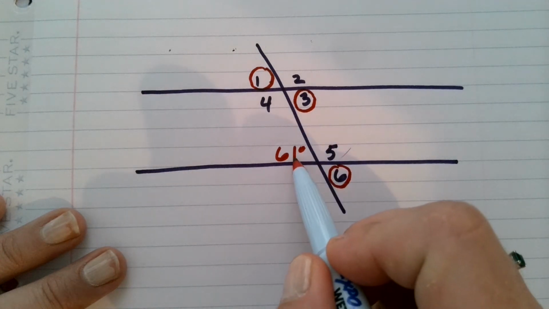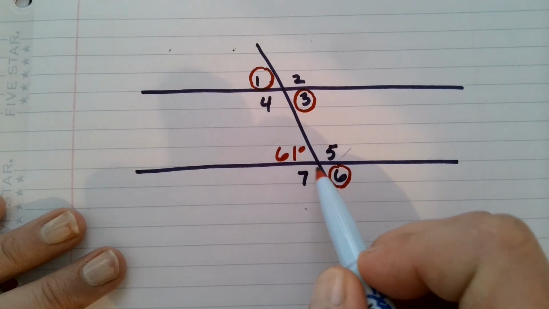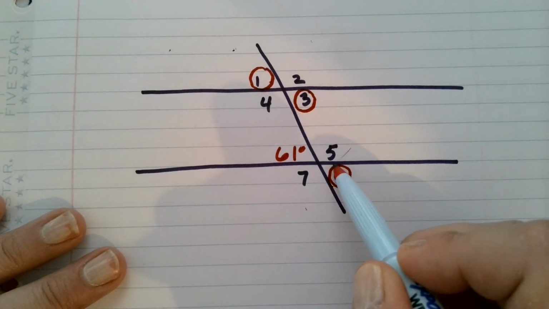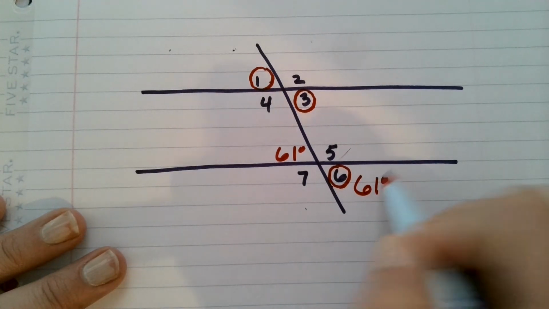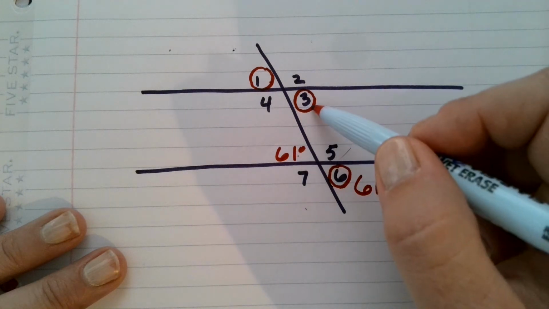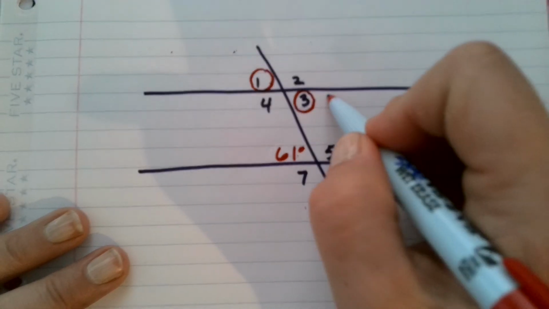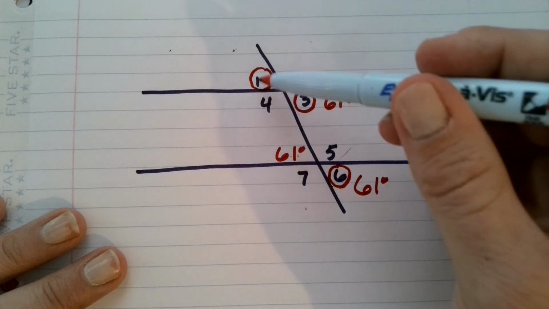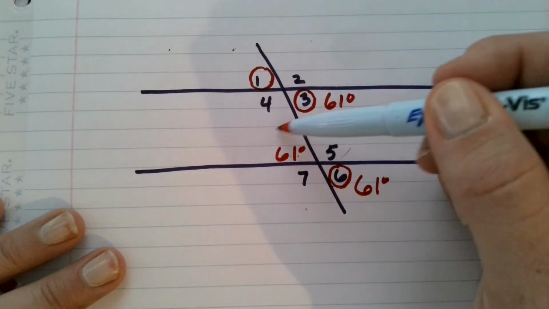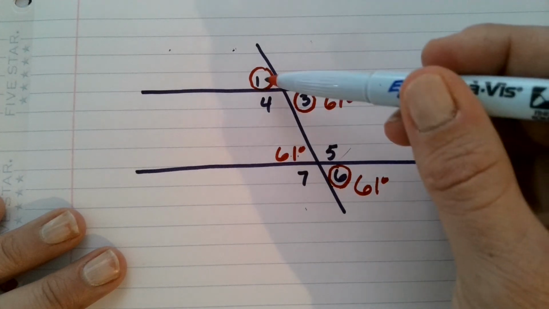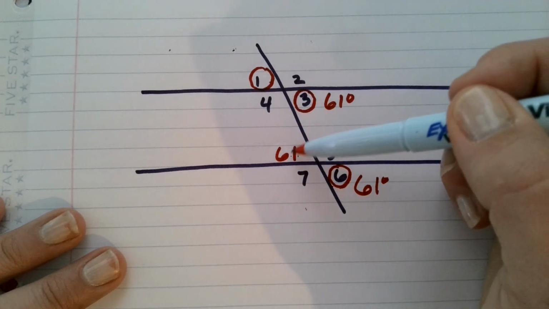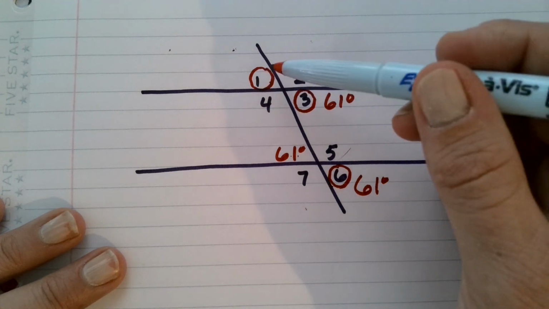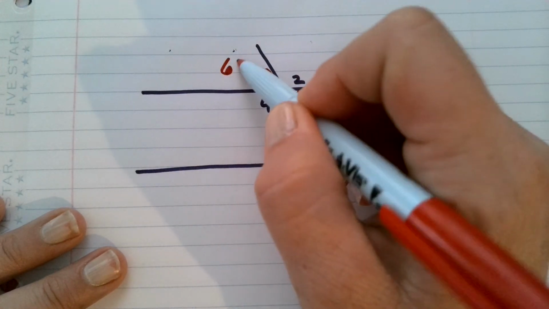So this is 61 degrees, and we're going to circle all the ones that are going to be congruent. So these are vertical angles, so they will be congruent. This will also be 61 degrees. These are alternate interior angles, so this will also be 61 degrees. And then we would call these corresponding angles because they're in the same position relative to the parallel lines. This is above the parallel line and above the parallel line, so those would be called corresponding angles. So we know this would be 61 degrees.